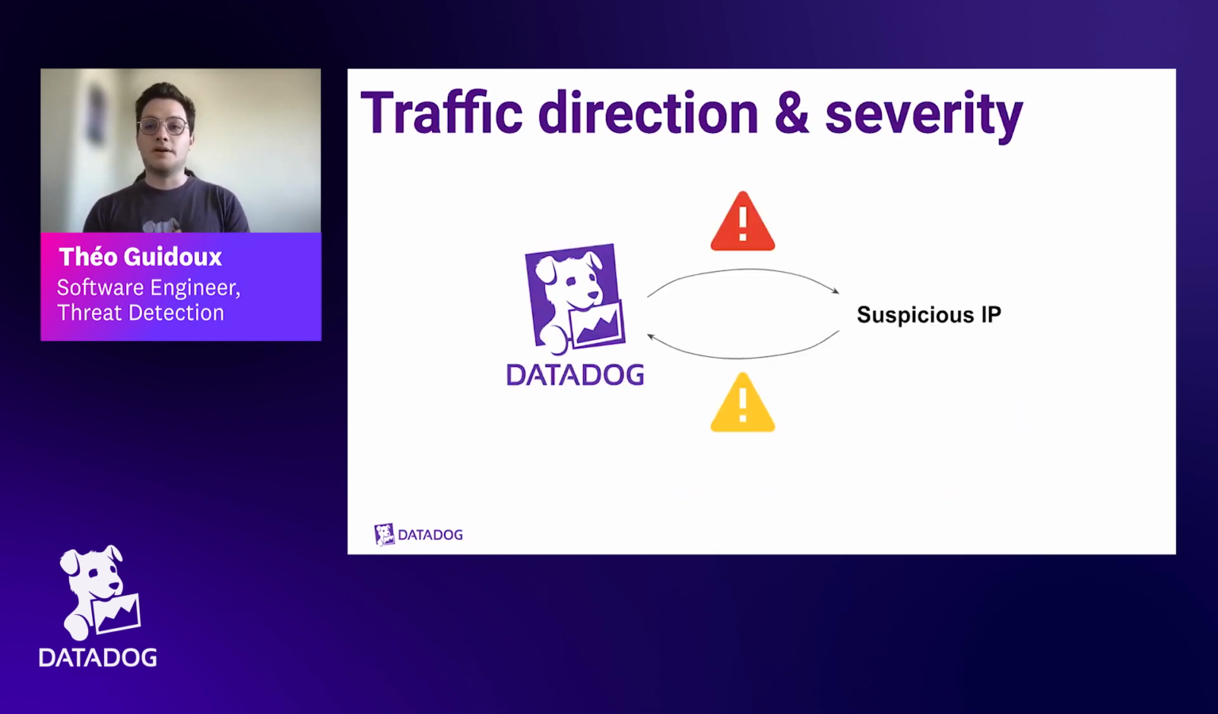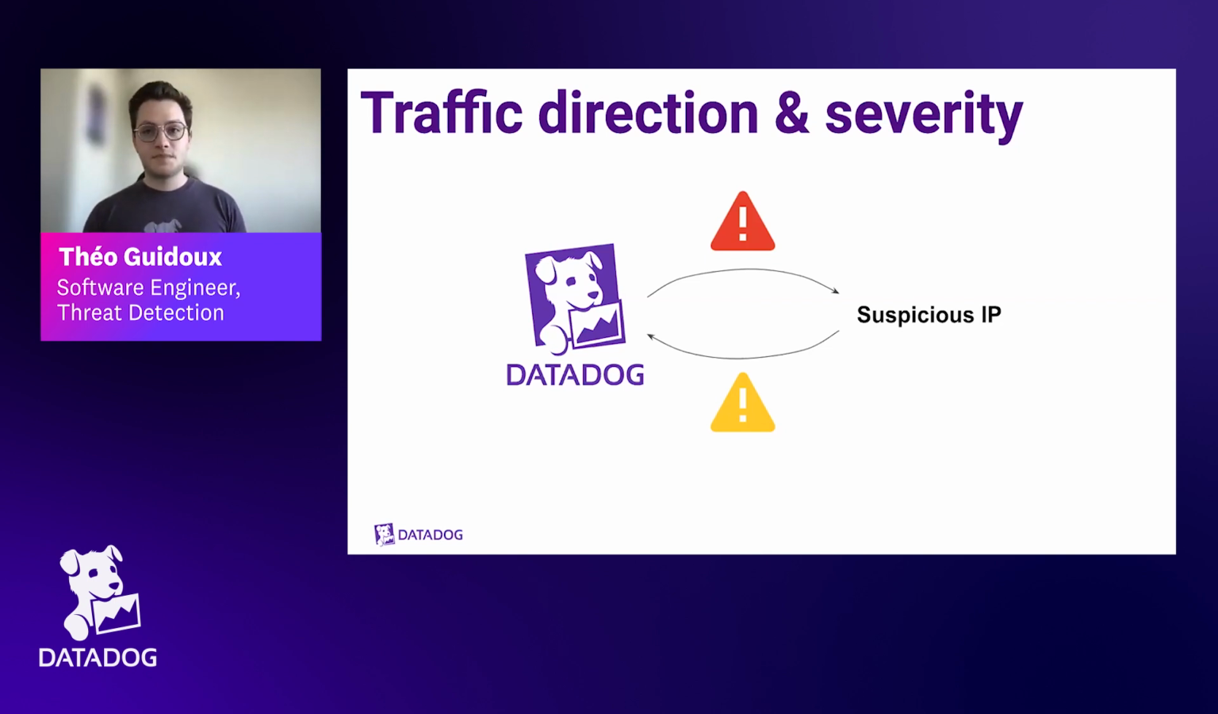So we want to make sure that none of our services are reaching suspicious IPs, or that suspicious IPs are not reaching us. That's why we use VPC logs. As you can see on previous slides, we can easily find the inbound or outbound traffic of a request by looking at the history of requests. And this is something really important for us.